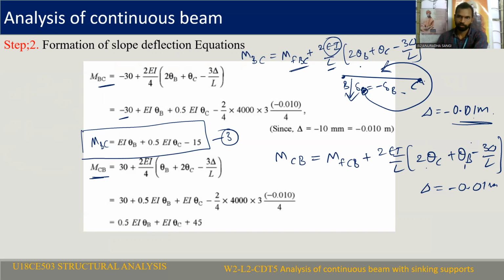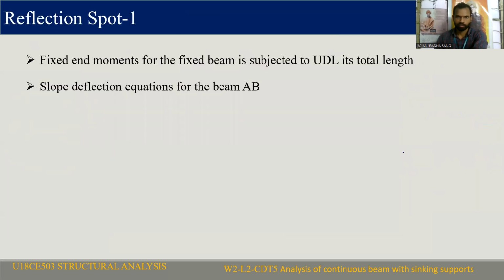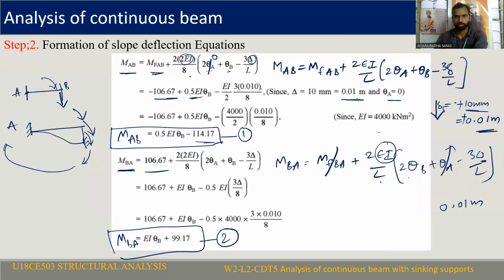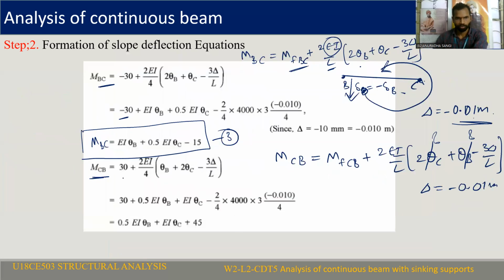Theta B is unknown. Theta C is also unknown. Because if you see the figure in the given problem, B is a roller support and C is also a roller support. So theta B is unknown, theta C is also unknown. If you substitute the delta value, theta values and EI values, finally you are going to get MCB equal to this. This is equation number 4. From these 4 equations, after developing the slope deflection equations, we need to move to step 3.